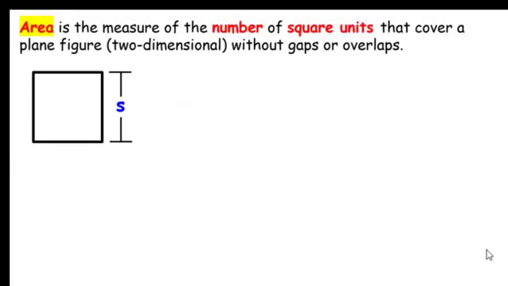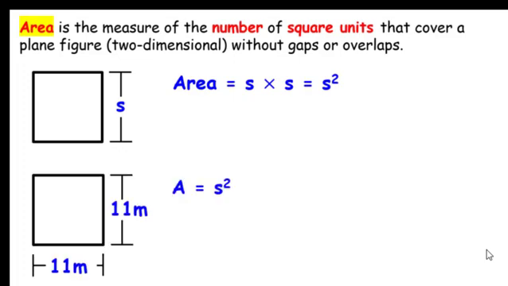Finding the area of a square is very similar to finding the area of a rectangle. Instead of having a length and a width, we have a side length and another side length, which are congruent. Therefore, instead of using length times width, we're going to use s times s. And s times s is s squared. Now, let's substitute the value in for s, which is 11 in this case.